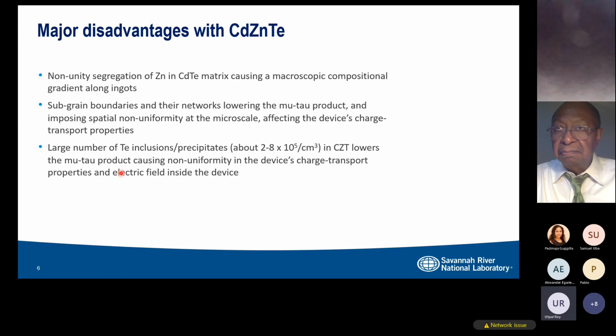And we have another problem, that is a large number of tellurium inclusions. When we grow the crystal, we see a lot of lumps of tellurium. They precipitate inside the material, and those precipitated tellurium inclusions are basically performance limiting factors in the device properties. It hinders the charge transport of the material, and as a result, you will not get a good quality device.